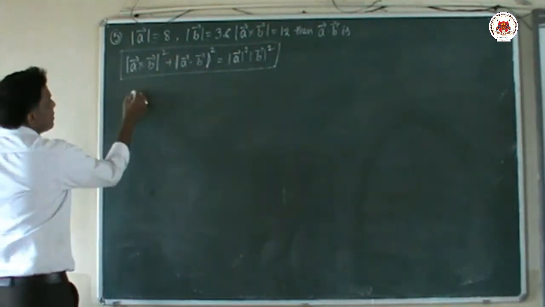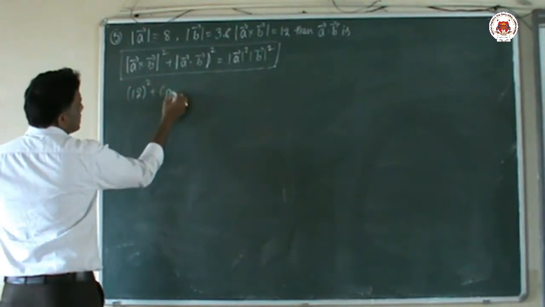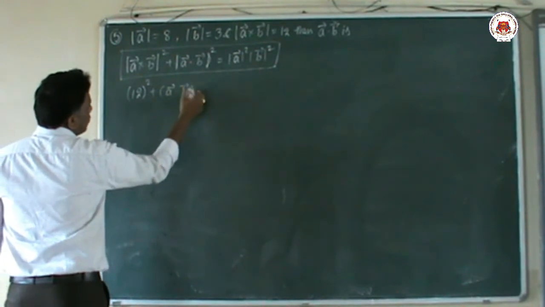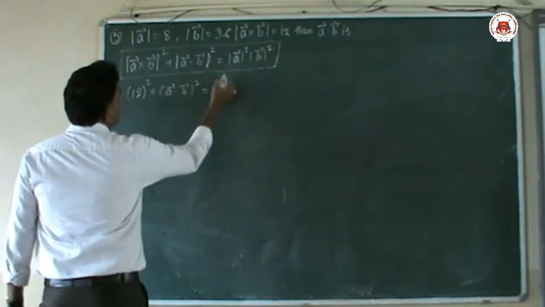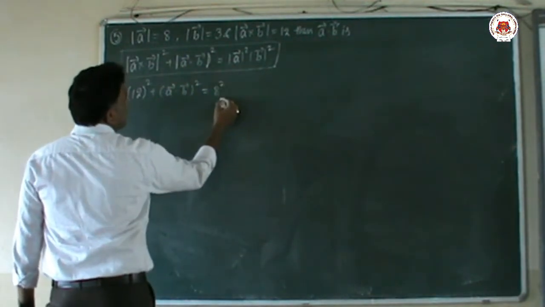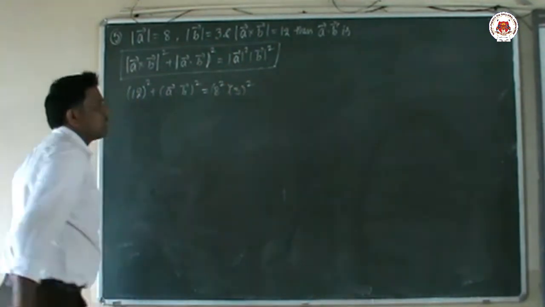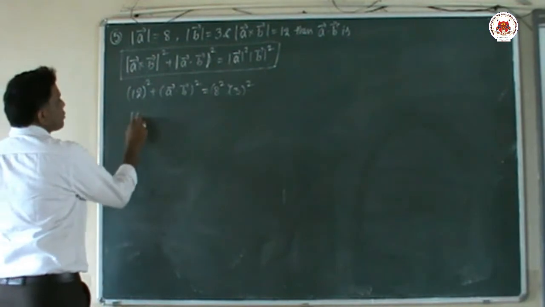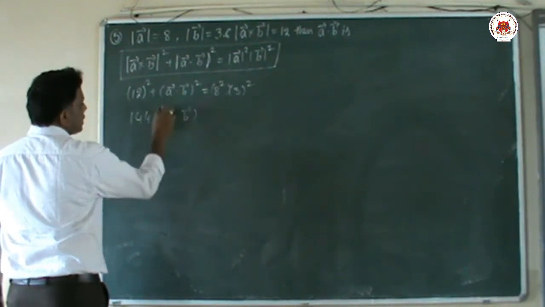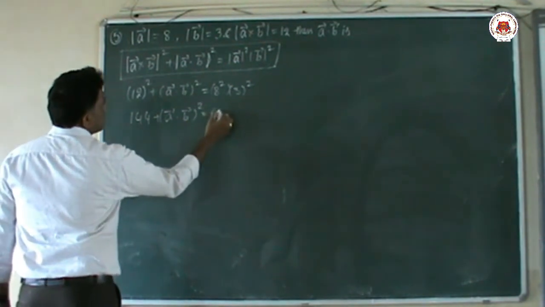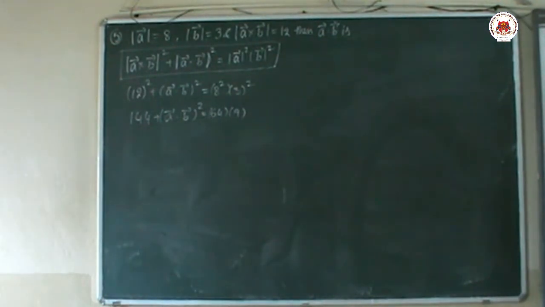What is the mod of A cross B? Its value is 2. So we can write 2 whole squared plus vector A dot vector B whole squared, because this value we don't know, is equal to mod A squared, 8 squared, times mod B squared, 3 squared. So 2 squared is 4 and, on the right side, 8 squared is 64 and 3 squared is 9.